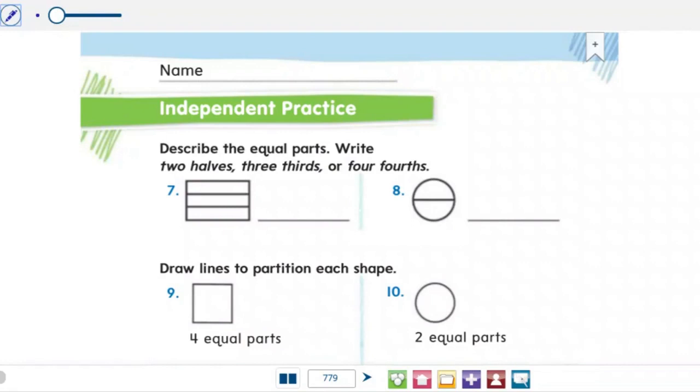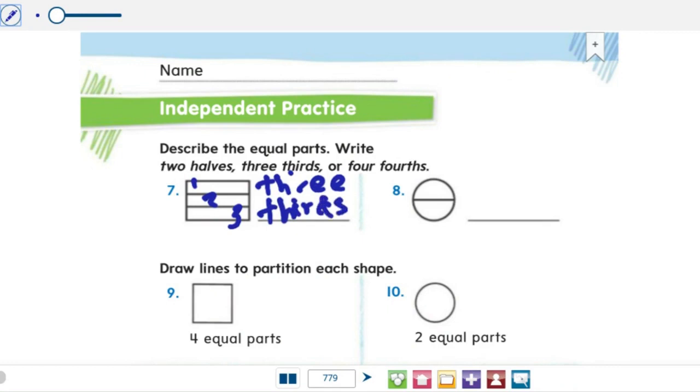All right, hopefully by now you have paused your video and done those problems. If not, pause it now because we're going to go over these answers together. And if you made a mistake, no big deal. Just make a correction as we go. It says describe the equal parts. Write 2 halves, 3/3, or 4/4. All right, so when I take a look at number 7, I see I've got 1, 2, 3. So there are 3, and then what is the next word that we use? Oh, thirds. So 3/3.